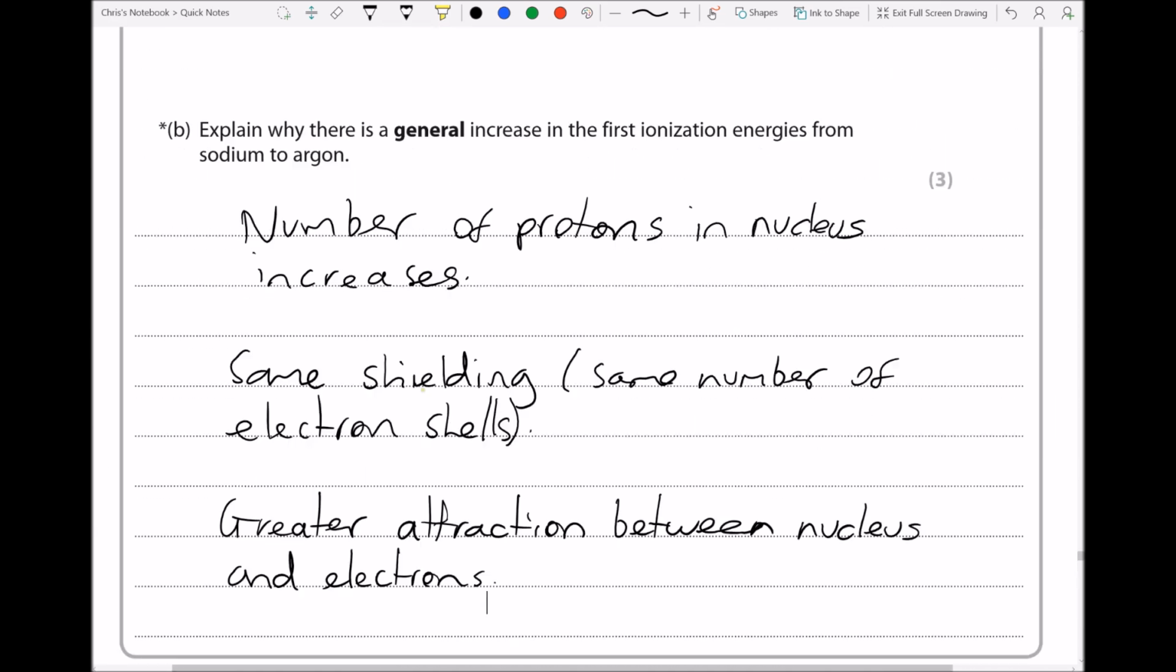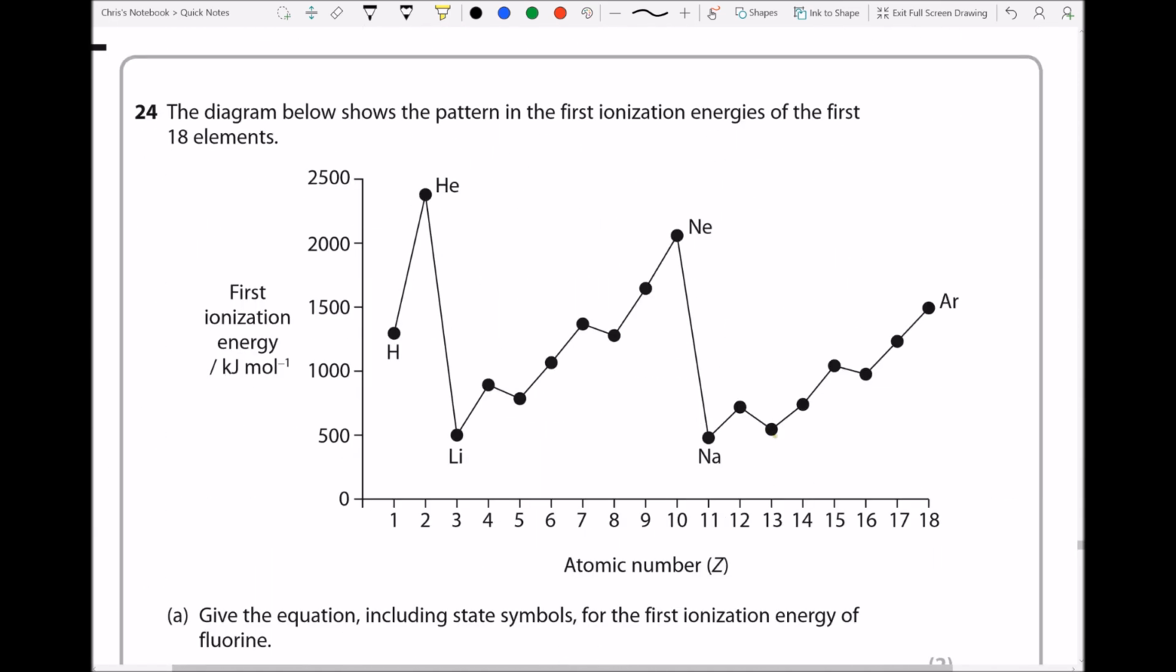Right, so let's have a look. Aluminium is Z13. There it is. And we've got magnesium, Z12. So we need to know why this has a lower first ionization energy compared to the one at the top. The first thing we're going to look at is the subshells.